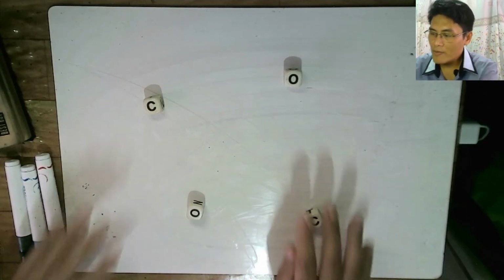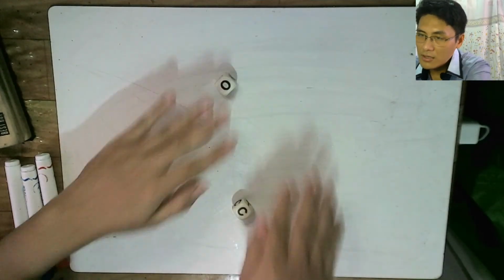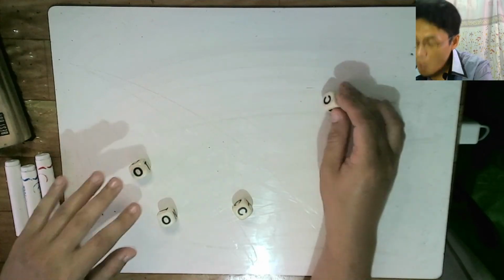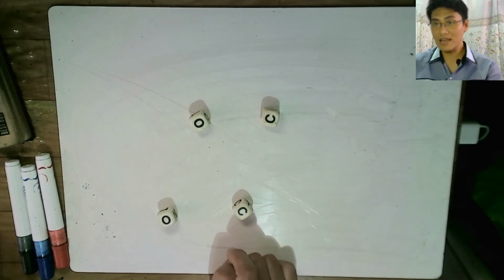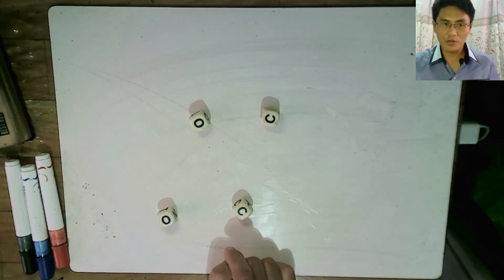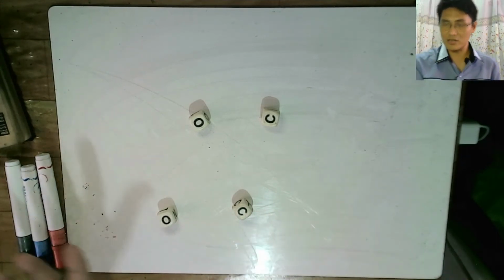Guess what? When they move around the container, they have more chances to collide. More chances to collide means more effective collisions. More effective collisions, more products. More products means faster rate of reaction.